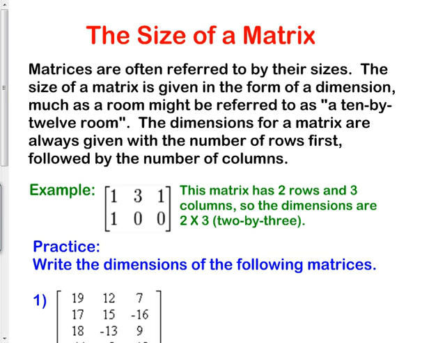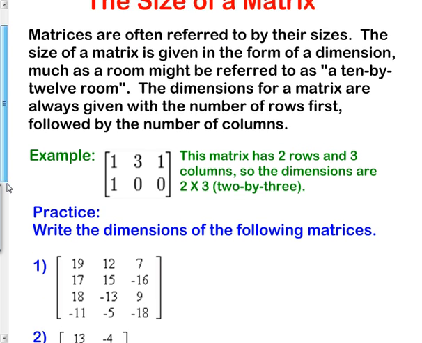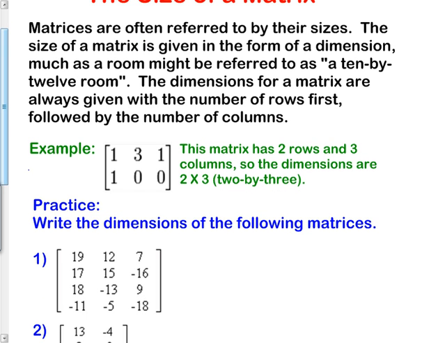Okay, so columns and rows are important because that is how we name a matrix. To name a matrix, you name it first by its row and then its column. So in this example here, this is a 2 by 3 matrix because it has 2 rows and 3 columns. And that's how we name a matrix, by its rows and columns.